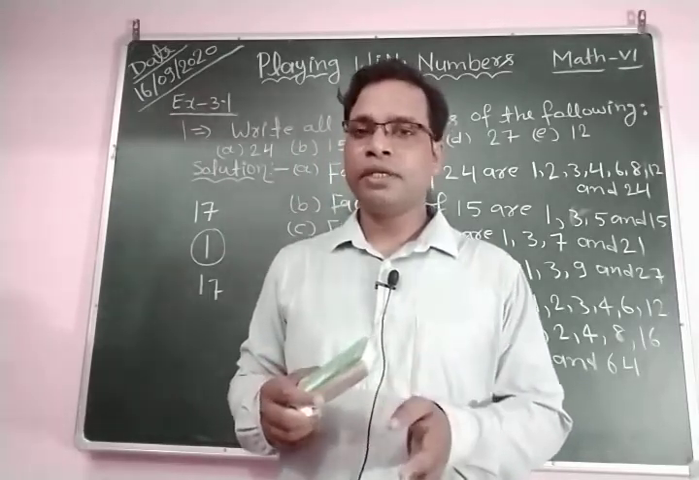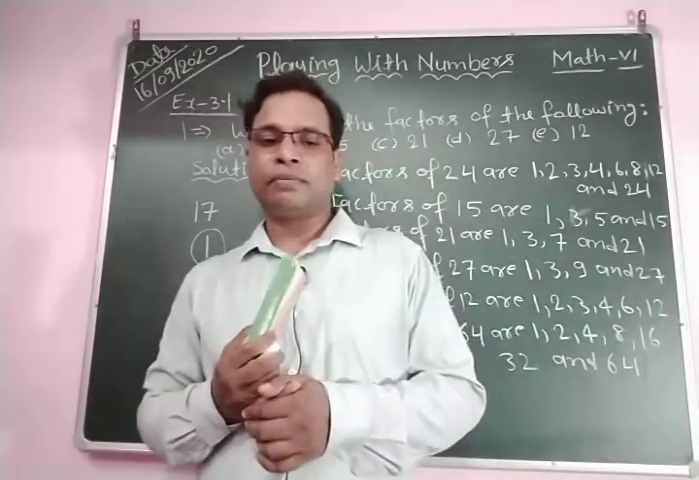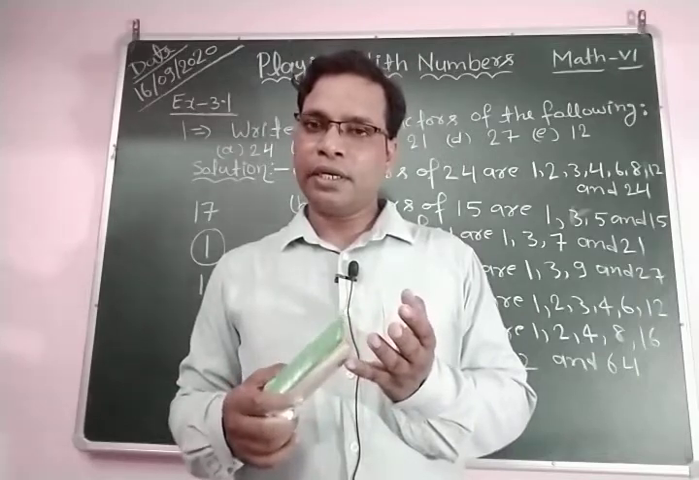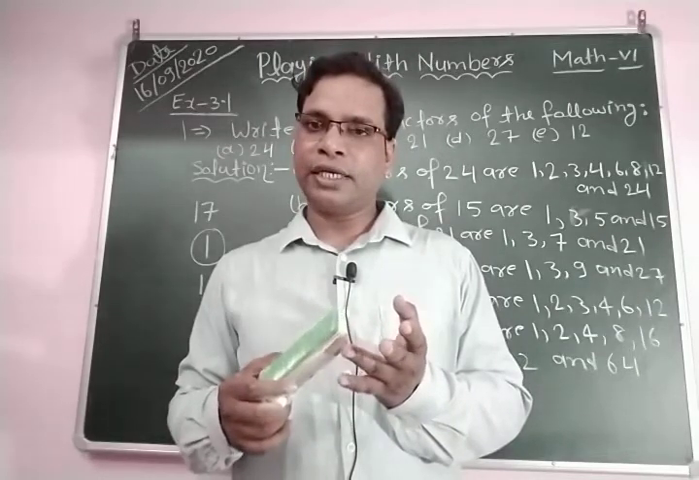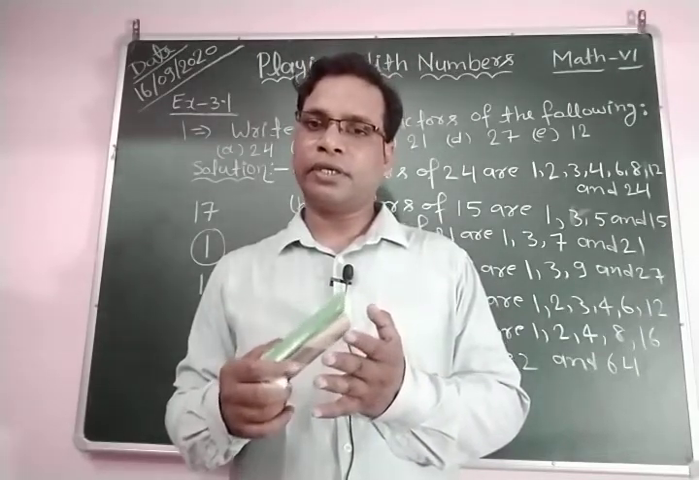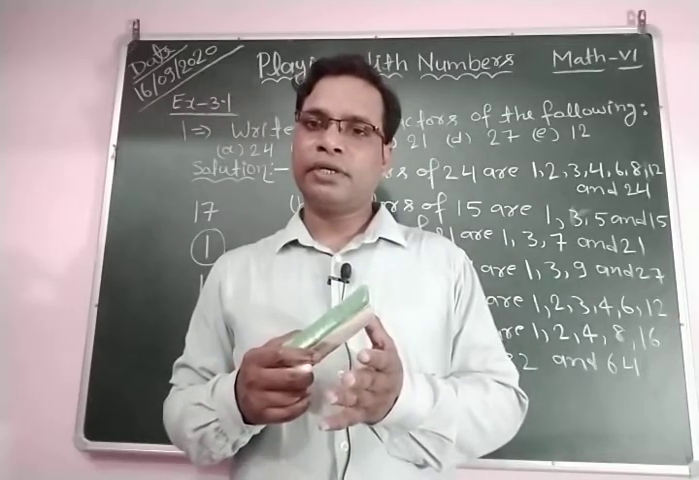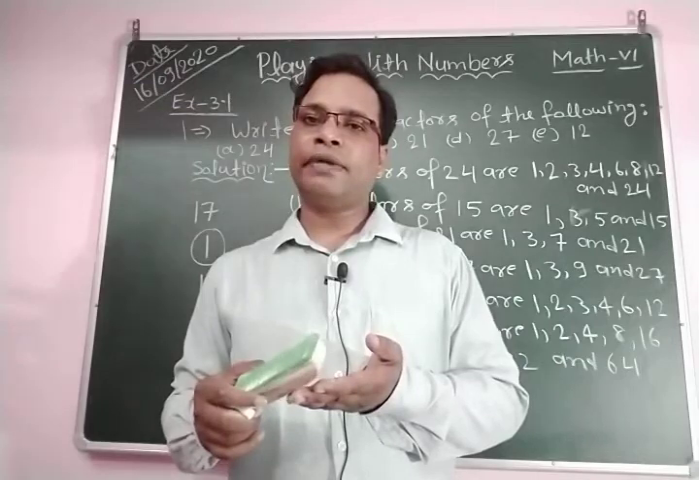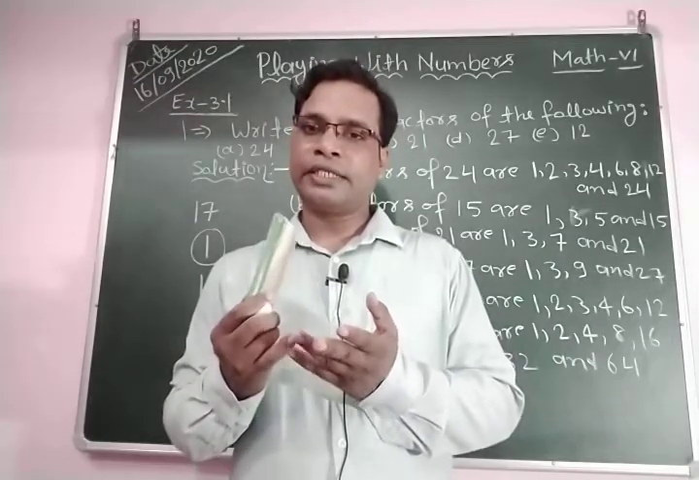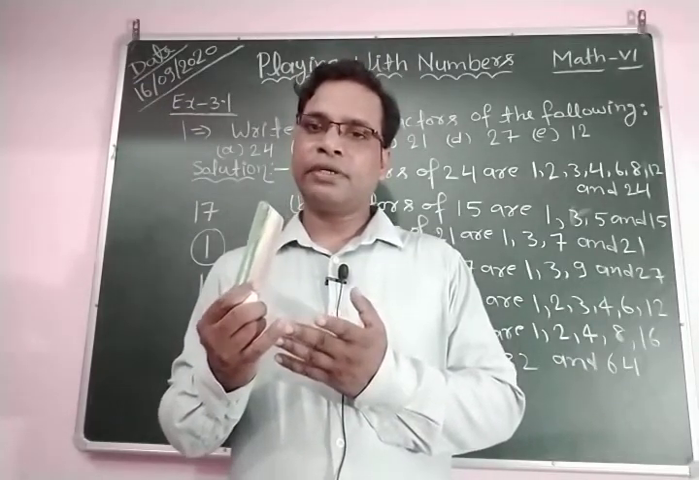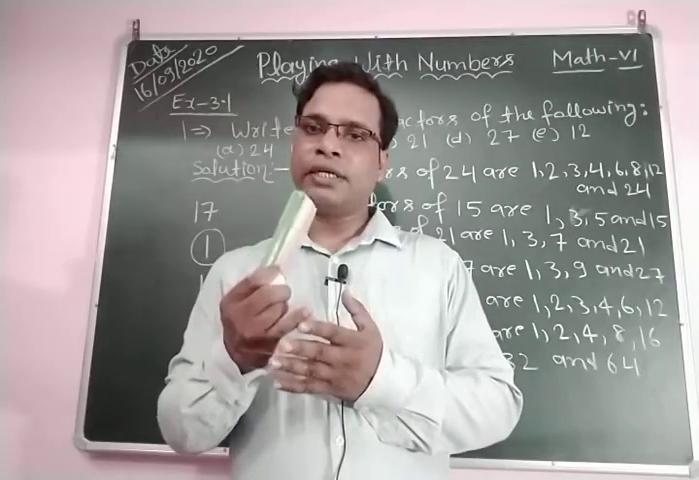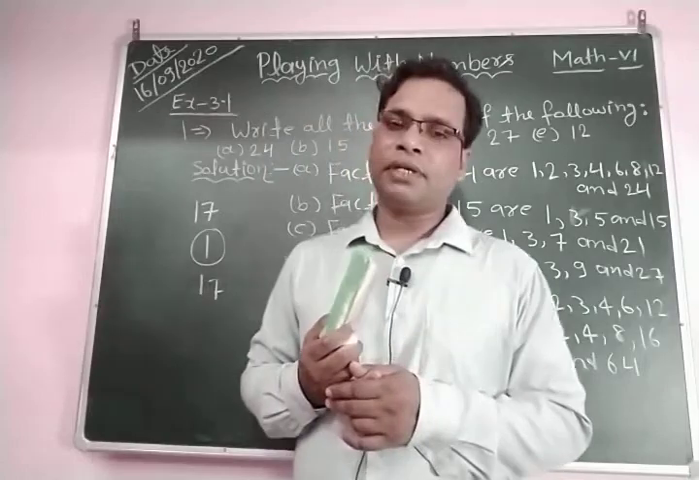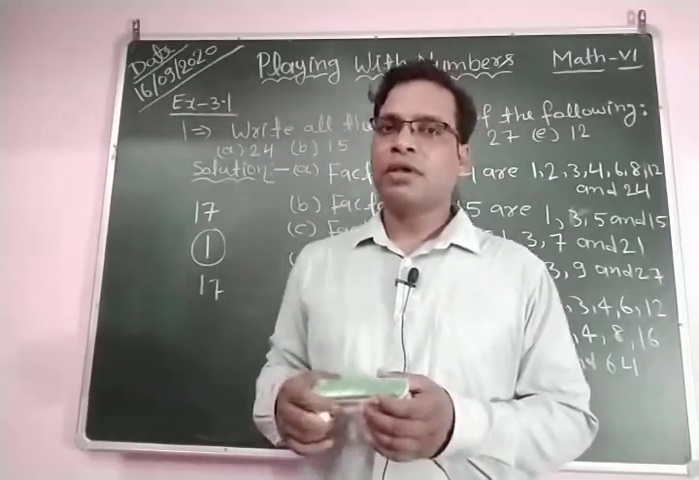Now similarly, the first 5 multiples of 8. You know the table of 8: 8 1 is 8, 8 2 is 16, 8 3 is 24, 8 4 is 32, 8 5 is 40. So the first 5 multiples of 8 are 8, 16, 24, 32 and 40. And similarly you can find the 5 multiples of 9. So let's see how to write it.